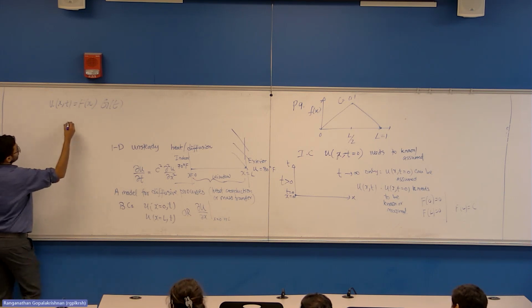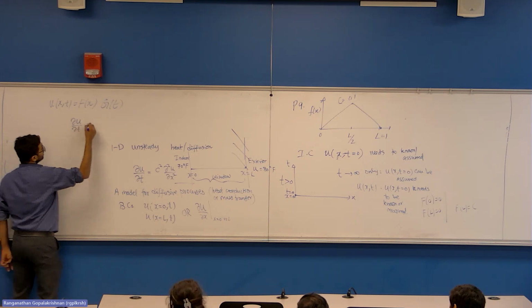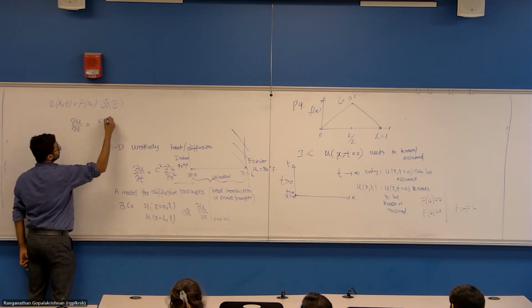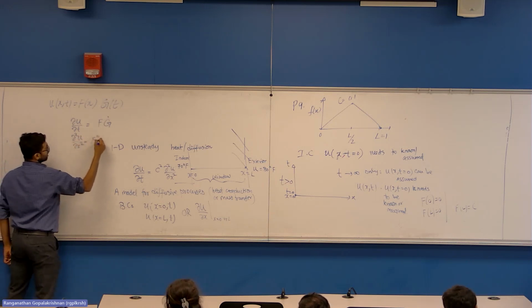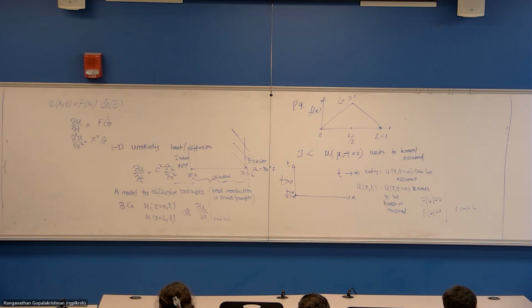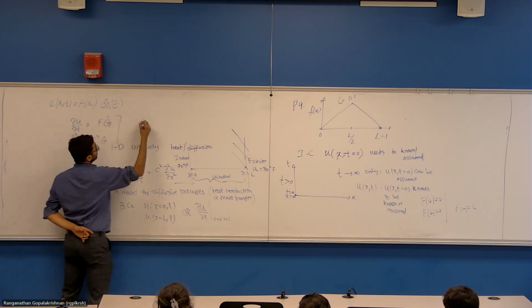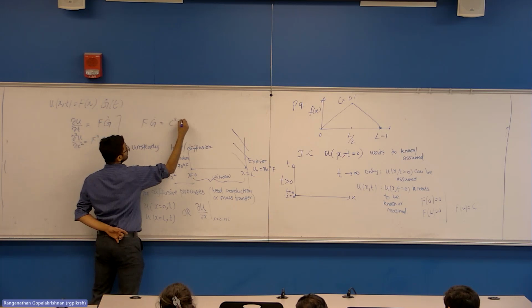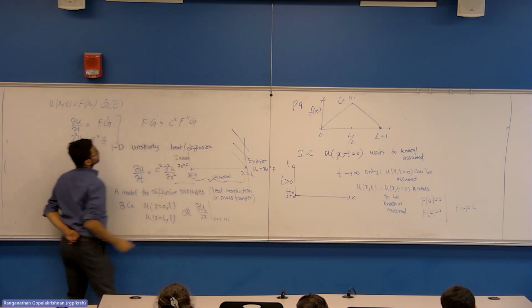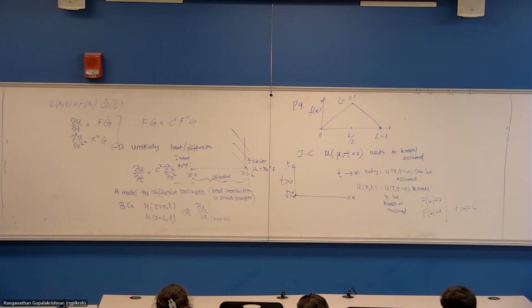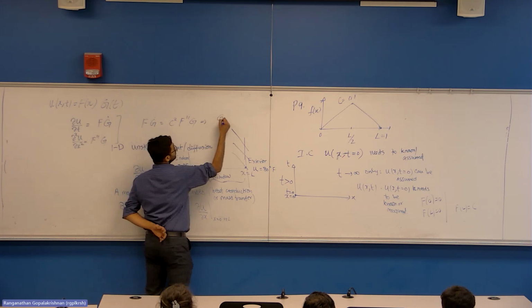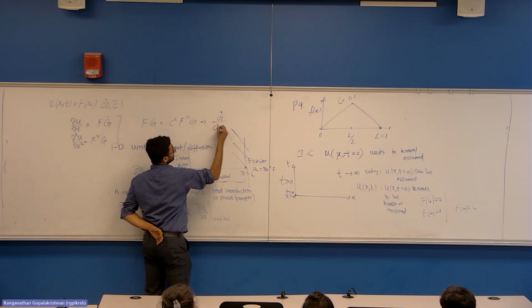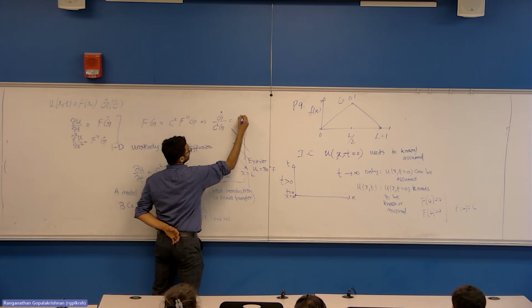So that's going to give us partial u over partial t is f times g dot, and the partial second derivative with respect to x is f double prime times g, which together will give us f g dot equal to c squared f double prime times g. So we will rewrite this as g dot divided by c squared g equal to f double prime divided by f.